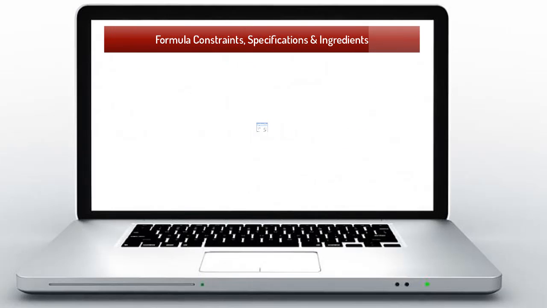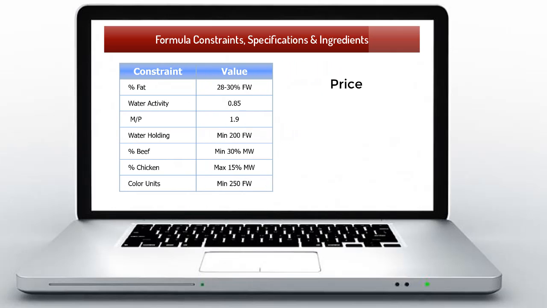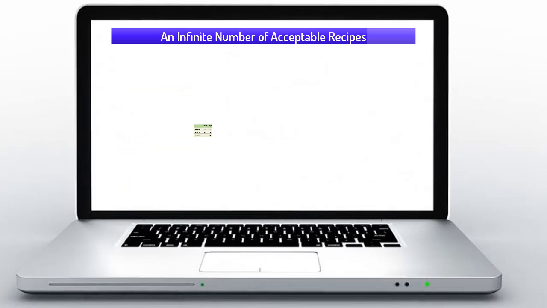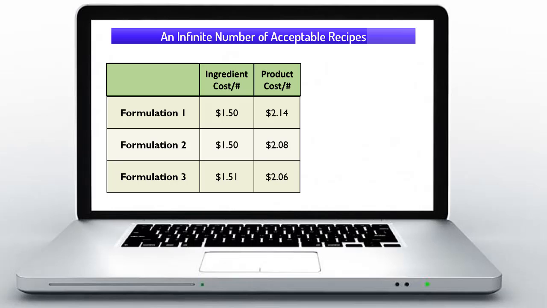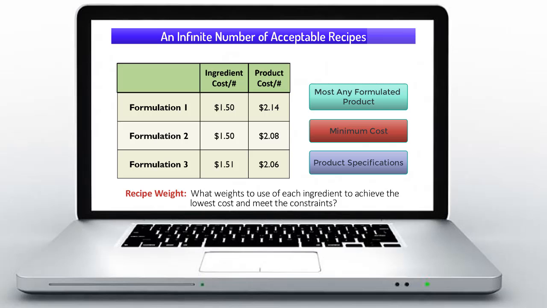Every product has its own constraints or specifications. Further, many ingredients can be used for making most any formulated product. These ingredients vary in price, composition, available quantity, available date, expiration date, and other factors. Indeed, an infinite number of acceptable recipes exists for most any formulated product. However, only one will be minimum cost and make the product specifications. Formula optimization is the only means to determine the optimal recipe.